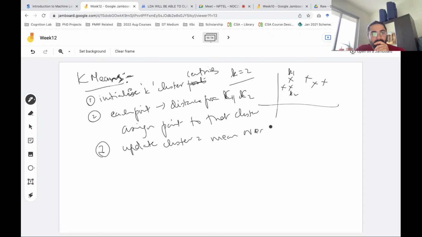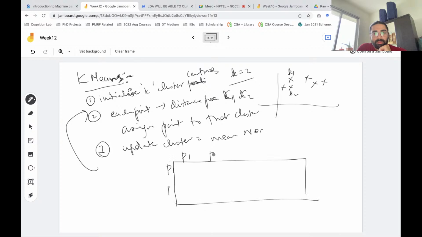So for example, let's say you have 6 points here, and you chose these two as K1 and K2. You can form a table like this: point 1, point 2, up to point 6, against the current cluster points K1 and K2. Find the distances, 6 into 2, so 12 distances. Then you see which cluster each point is nearest to. If it is nearest to K1, you say this is cluster 1; otherwise, if it is nearest to K2, you say this is cluster 2, and so on. This is your second step.